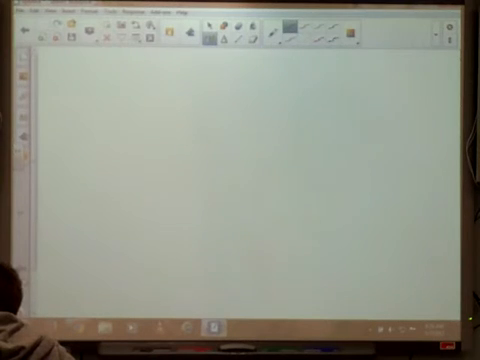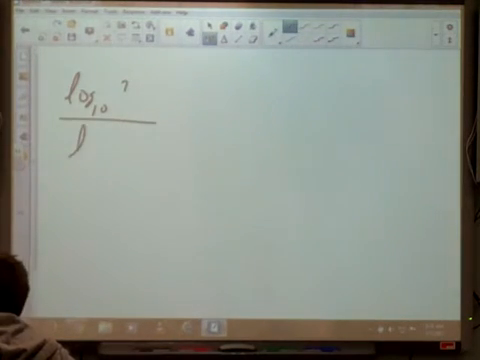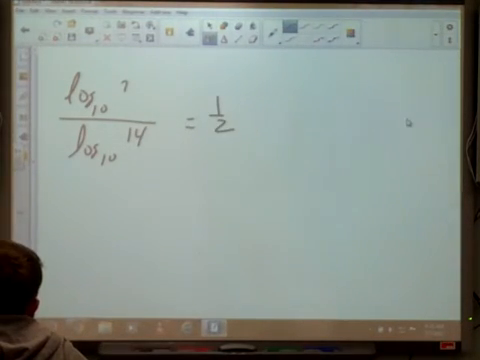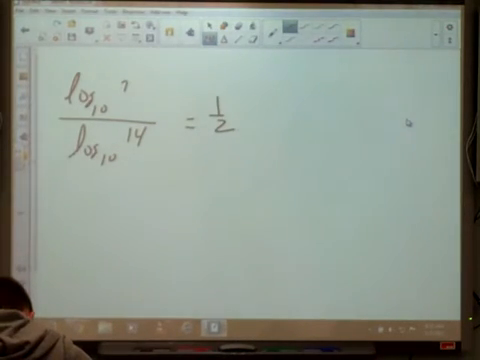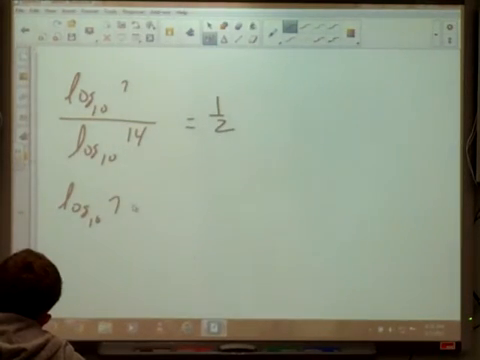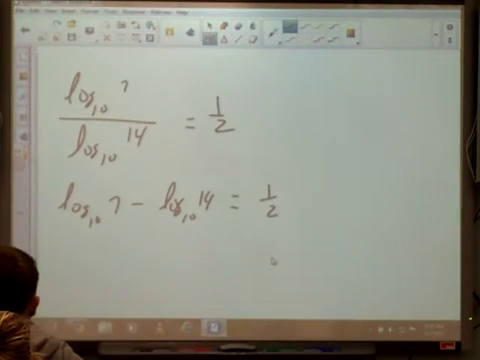All right, one more true false one here. Log base 10 of 7 divided by log base 10 of 14 is equal to 1/2. True or false? All right, well, first off, that's division on the left side, so we need to use the quotient property to rewrite that, right? So that would be log base 10 of 7 minus log base 10 of 14 equals 1/2.